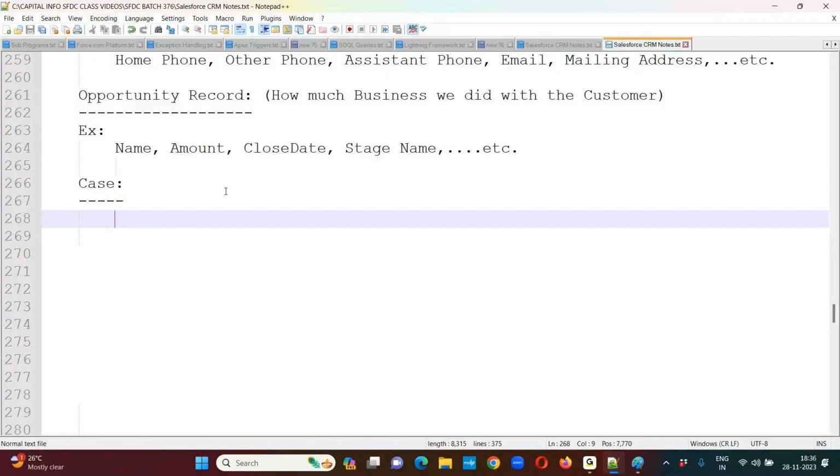raise a complaint by giving the detailed information. So, case is nothing but the detailed information of the problem which the customer is facing with our product or service. He may be using our product, he may be using our services. Okay, with our product or with our service, whatever the problem he is facing, the detailed information of the problem is called as a case.